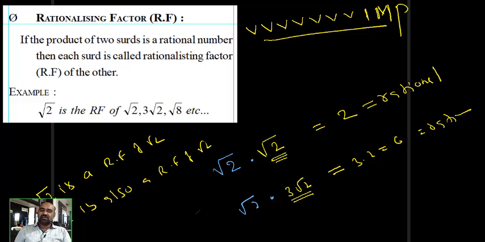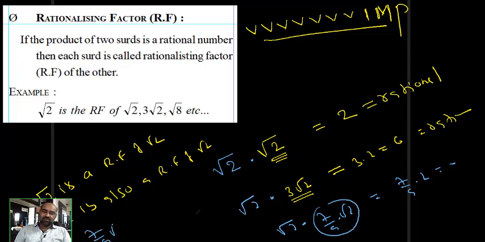Another student says, sir, if you multiply root 2 with 7 by 9 into root 2, the result is 14 by 9, which is also a rational number. This is another rationalizing factor. So 7 by 9 root 2 is also an RF of root 2. What is the meaning of that? Rationalizing factors are infinite for a given surd.